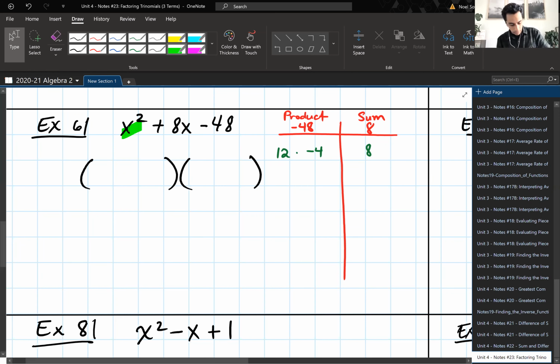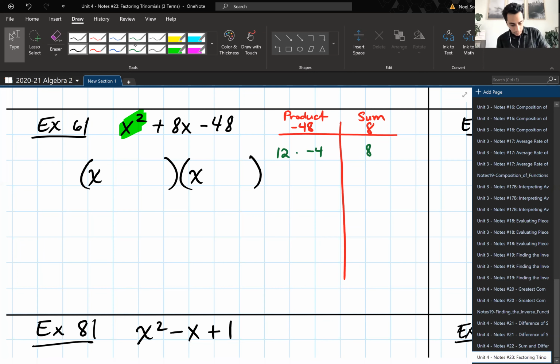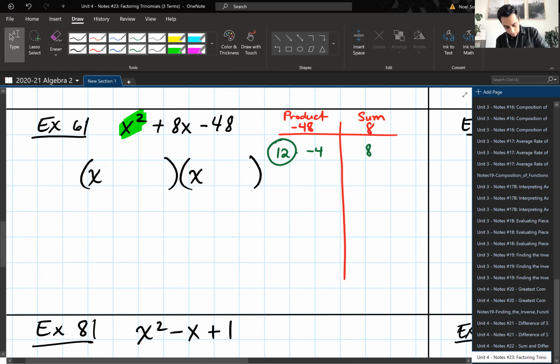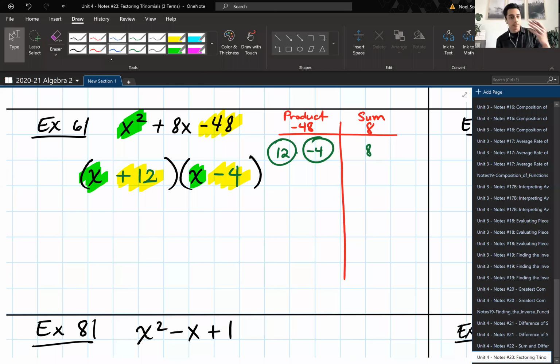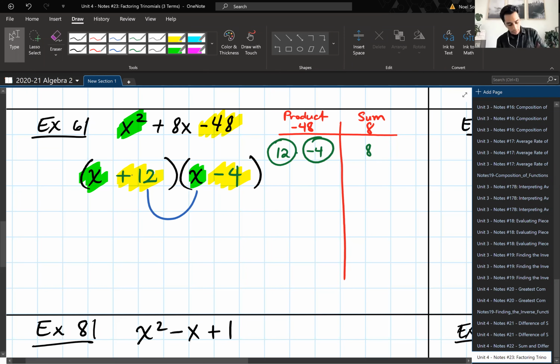We know that for x squared, the only way to get that is to have x times x. And then we're just going to use the two factors that we found. So the first factor is positive 12. The second factor is minus 4. Okay, so quick visual test. X times x, we get x squared, satisfied that part. 12 times negative 4, multiply those two, negative 48, right? We satisfied that part. And then finally, happy face here, let's go ahead and check.